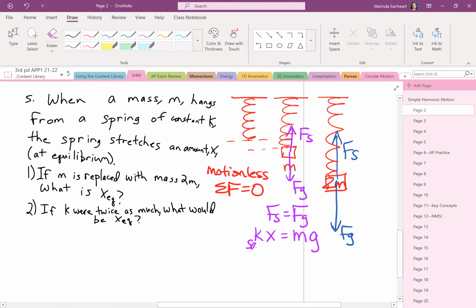k is going to be the same. They didn't change the spring. Gravity is going to be the same. So what happens when we increase the mass? We'll get a bigger stretch.